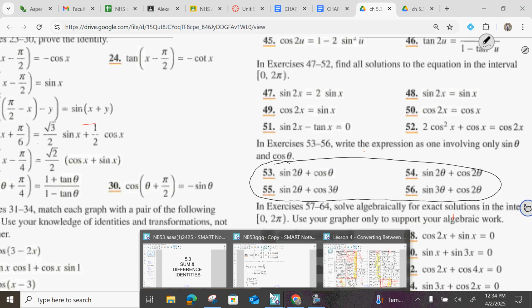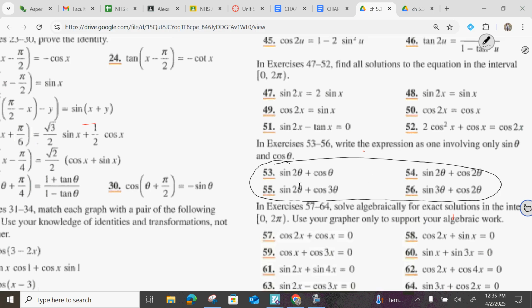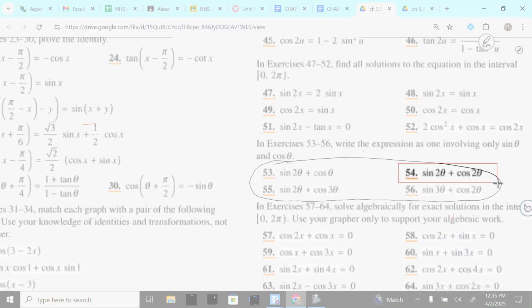Actually, 53 is really easy. Can you pick another one? 54. Okay. The reason I say 53 is really easy is because it just gives you 1 theta. So it's actually pretty easy. All right, so let's do 54.